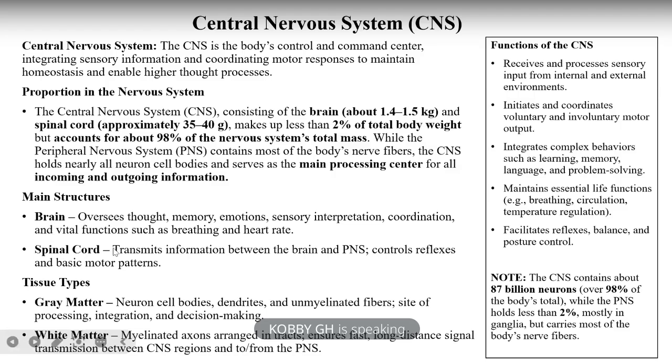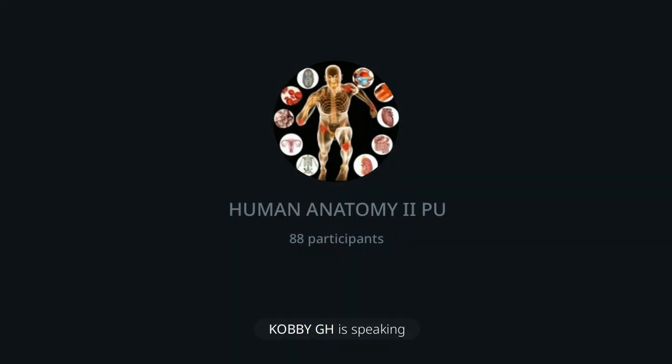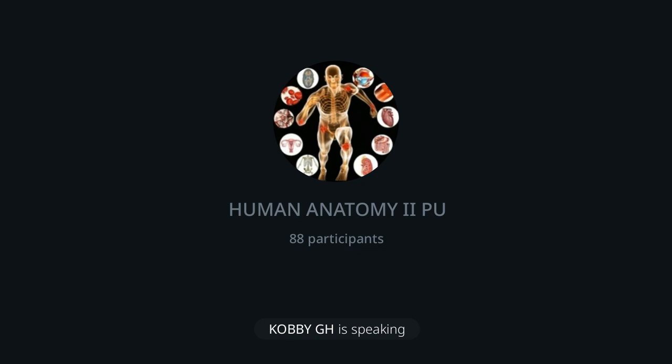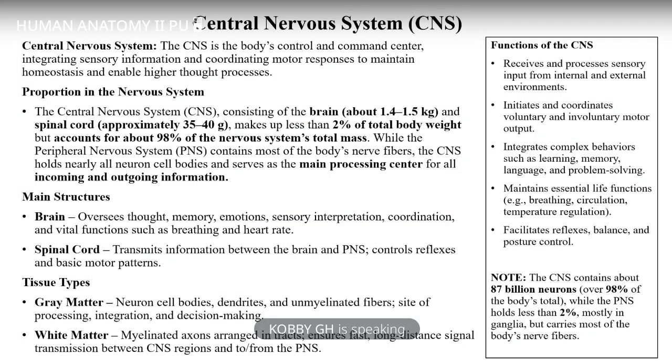The brain is responsible for memory, emotions, sensation, interpretation, coordination, and vital functions such as breathing and heart rate. The spinal cord is responsible for transmitting information between the brain and the peripheral nervous system.